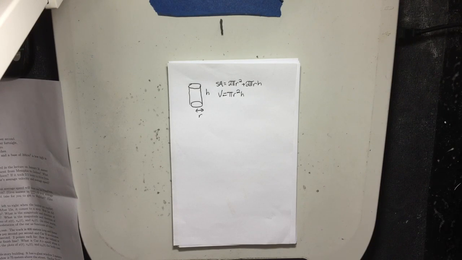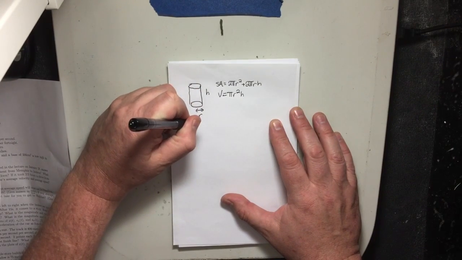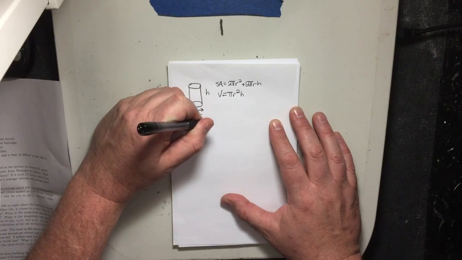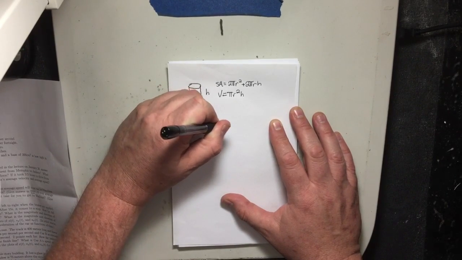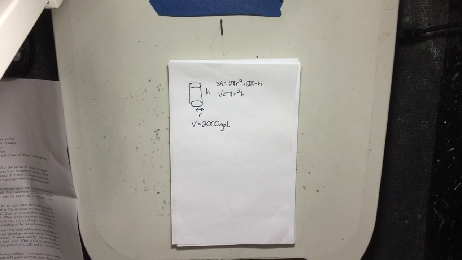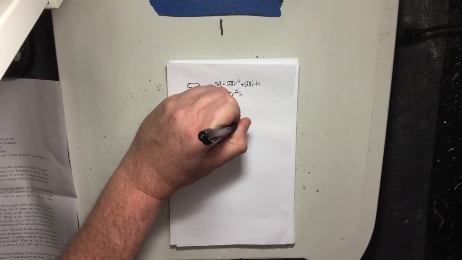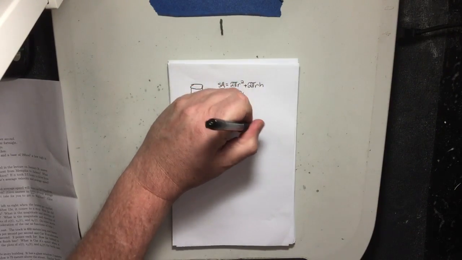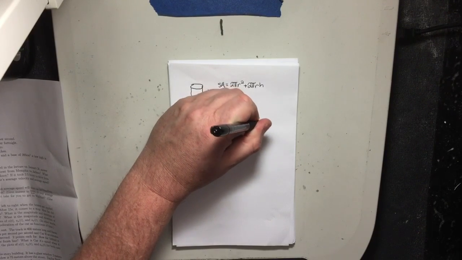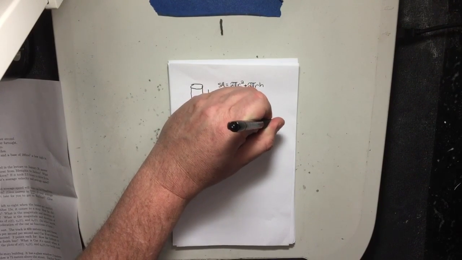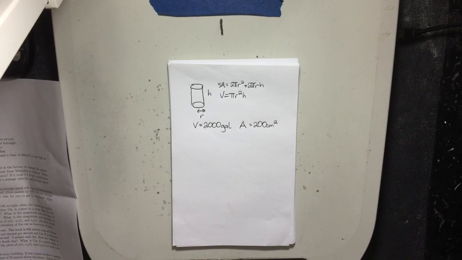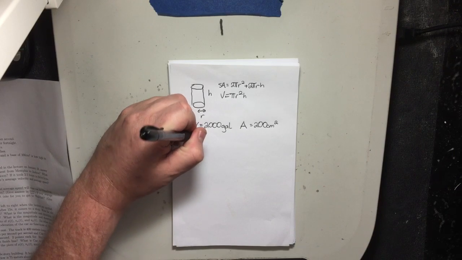A volume of 2,000 gallons, stop. So volume is 2,000 gallons. It has a base of 200 square centimeters, stop. So the base, or the area, is 200 square centimeters. How high is the cylinder in feet?